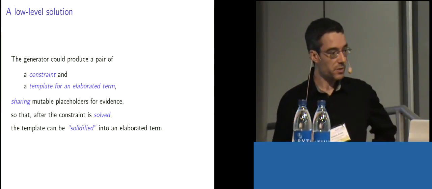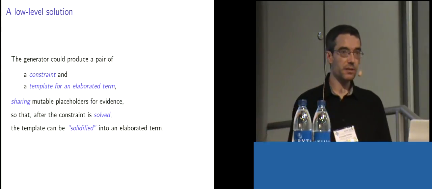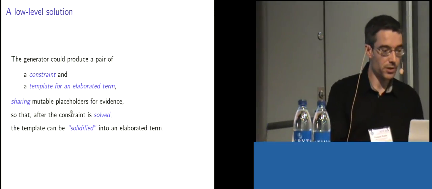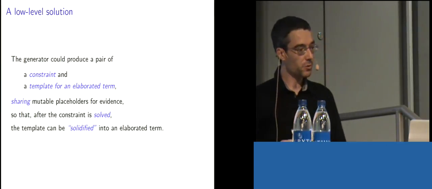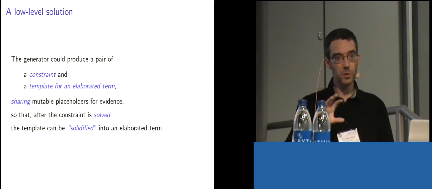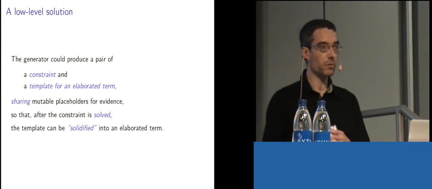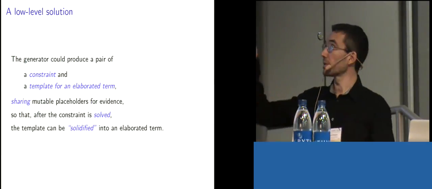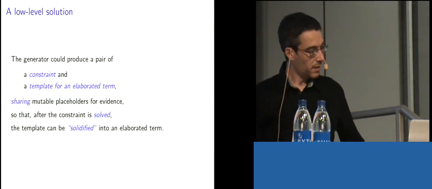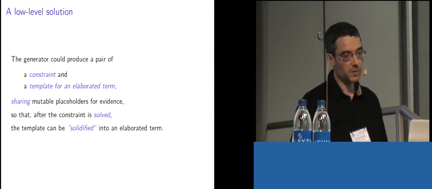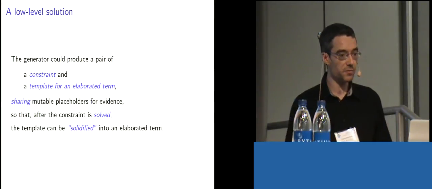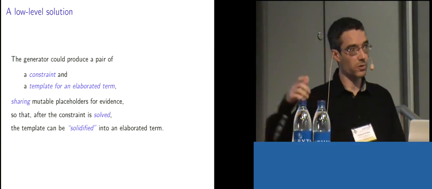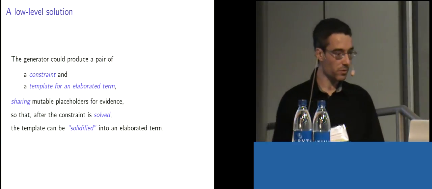So the so-called low-level solution, it's one that's implemented in GHC, for instance, or something close to what I'm describing here. It's a fairly natural idea, which is that the generator should not produce just a constraint. It should produce a constraint with mutable holes in it, which the solver will fill with information. And these mutable holes, they can also be shared with what I'm calling a template here, a template for the elaborated term. So when the solver runs, it fills this mutable evidence. The template gets, as a side effect, filled with evidence too. And then if I want to obtain an immutable System F term in the end, I can just traverse my template and turn it into an immutable term.